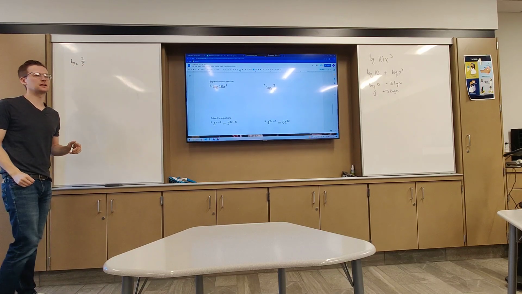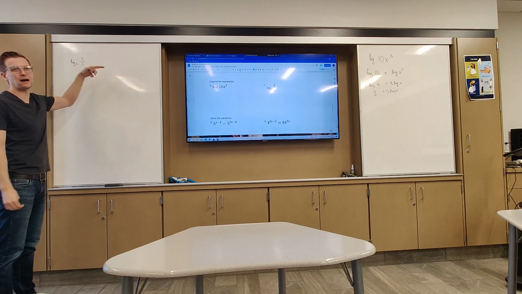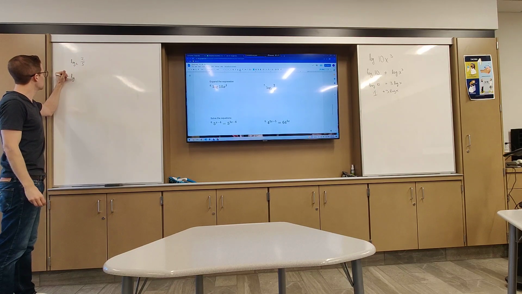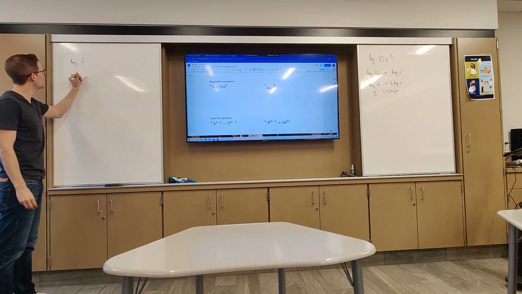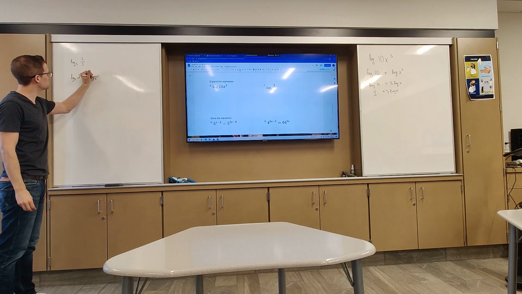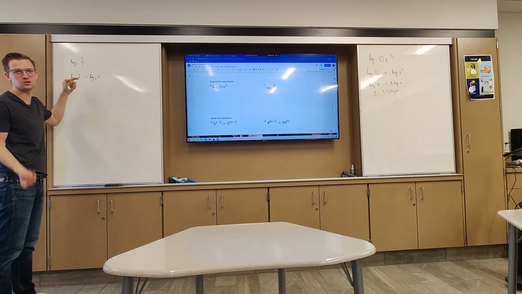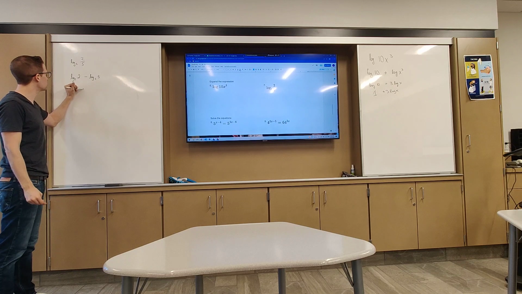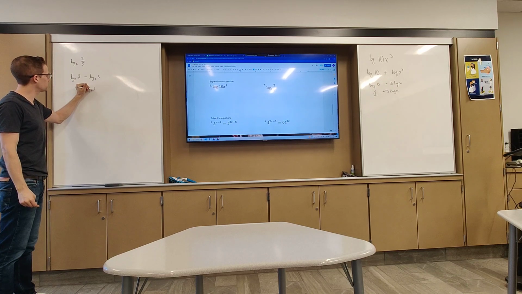Quotient property, that tells me that I'll do log of 2 minus log of 5. Log base 2 of 2 minus log base 2 of 5. Again, log base 2 of 2 is just 1. So I can get 1 minus log base 2 of 5.